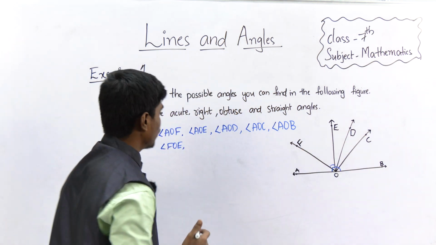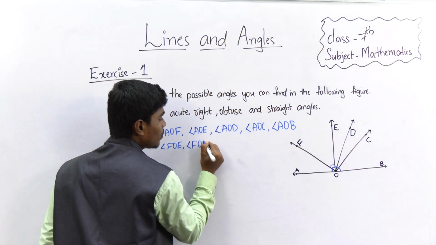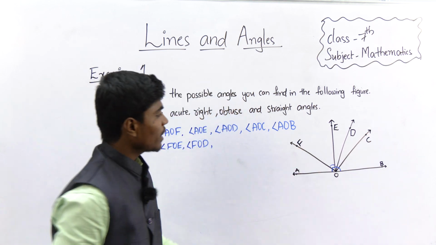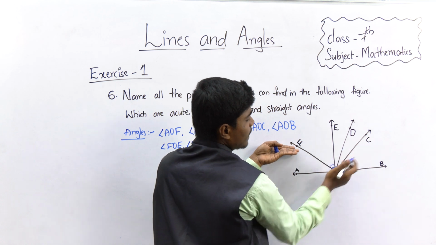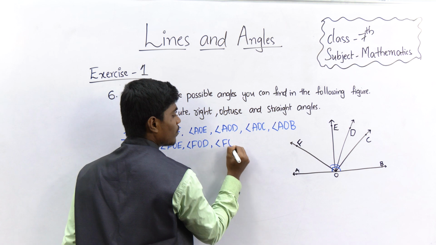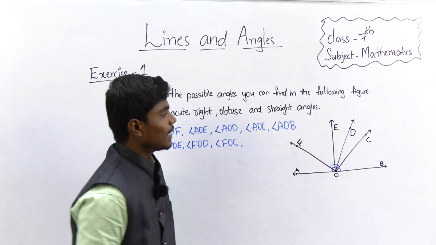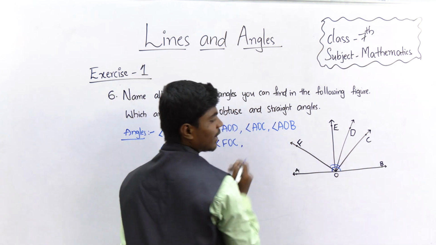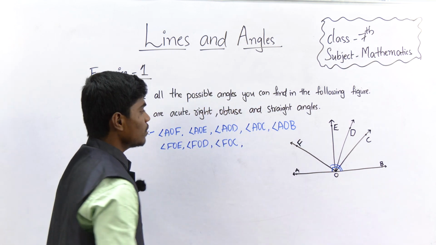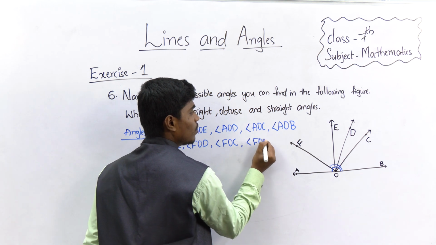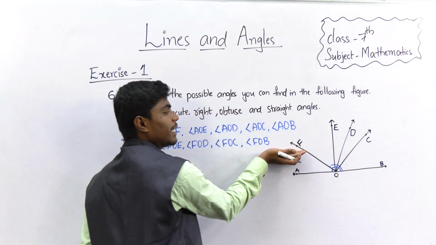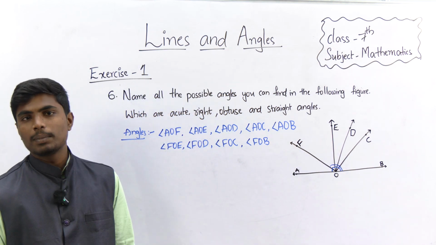Next, let's take point D. FOD. One angle is formed. So angle FOD. Next, let's take F and C. FOC. One angle is formed. So angle FOC. Next, let's take points B and F. So FOB. Here one angle is formed. So angle FOB. Here the angles with point F are completed.